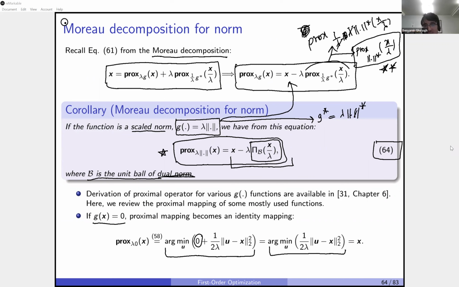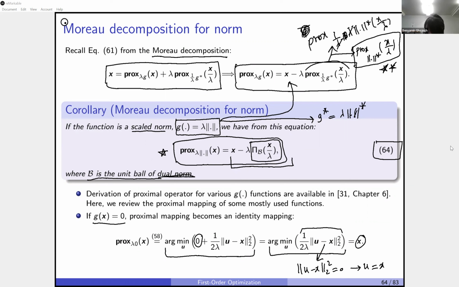And what is this, by the way? Find u where the distance between u and x is minimized. This is a non-negative term because lambda is non-negative, and this is a squared L2 norm. So it's either 0 or positive. Its minimum is 0, right? When does it happen? It becomes 0 when u minus x squared is 0, so when u equals x. Therefore, the solution is x because it's the argmin, right?